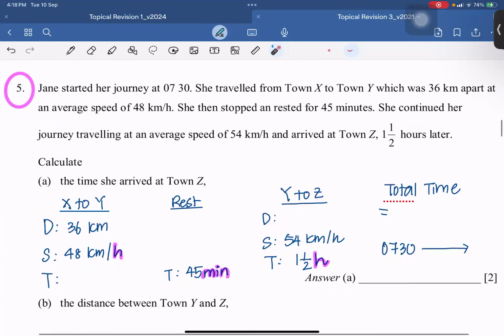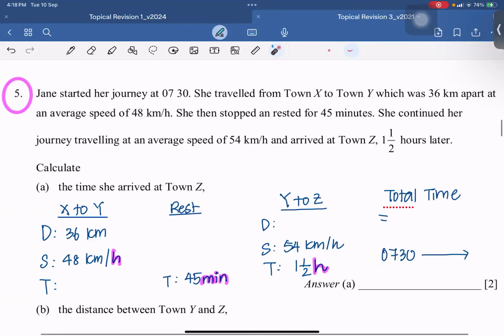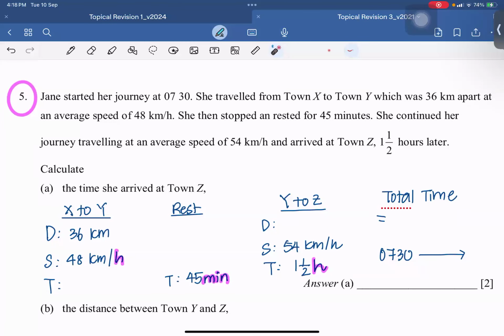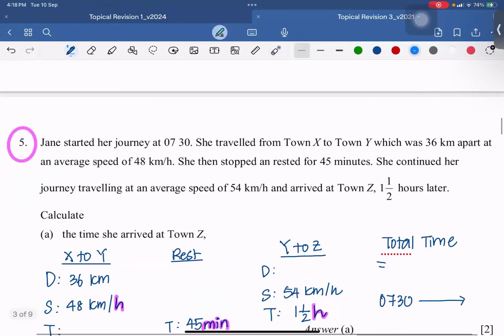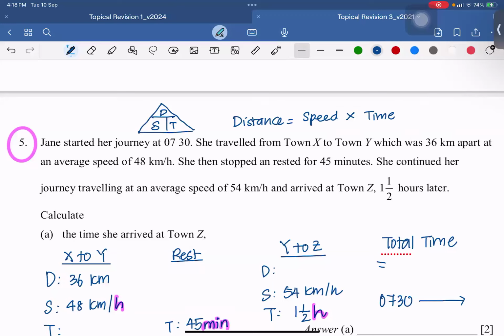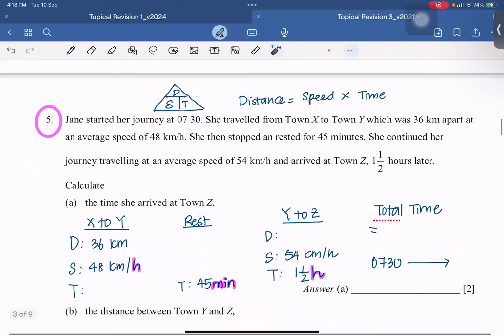It's content based, but actually it's just distance, speed, and time. Just now I was doing revision with one of my students, and apparently she doesn't remember how to find this DST. Distance equals speed times time. So usually for this kind of question, I always jot down all my information. There are different parts of the journey.